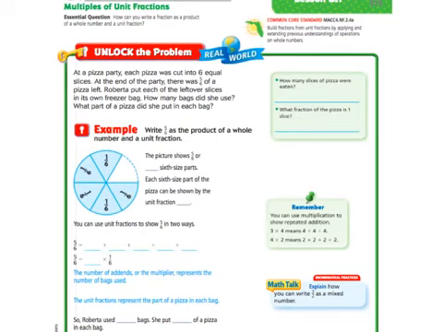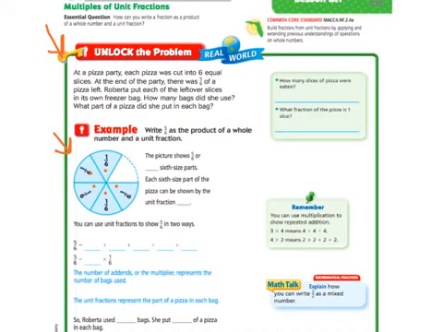So let's just go ahead and do the unlock the problem. At a pizza party, each pizza was cut into 6 equal slices. So here's our pizza cut into 6 equal slices. At the end of the party, there was 5/6 of a pizza left. So 5/6 were left. Roberta put each of the leftover slices in its own freezer bag. So how many bags did she use? What part of the pizza did she put in each bag? So write 5/6 as the product of a whole number using a unit fraction.